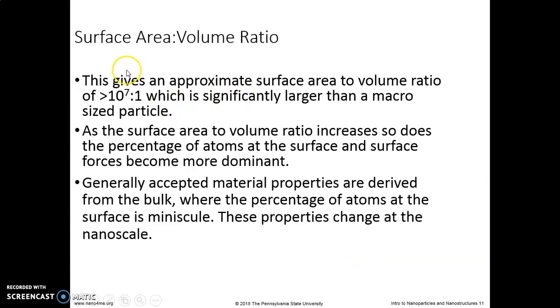So what is that ratio? This gives an approximate surface area to volume ratio greater than 10 power 7. That means 10 power 7 is to 1, which is significantly larger than for a macro sized particle. In a macro sized particle, it is nearly 1 to 1. So it is a significantly larger surface area to volume ratio. As the surface area to volume ratio increases, so does the percentage of atoms at the surface, and surface forces become more dominant.